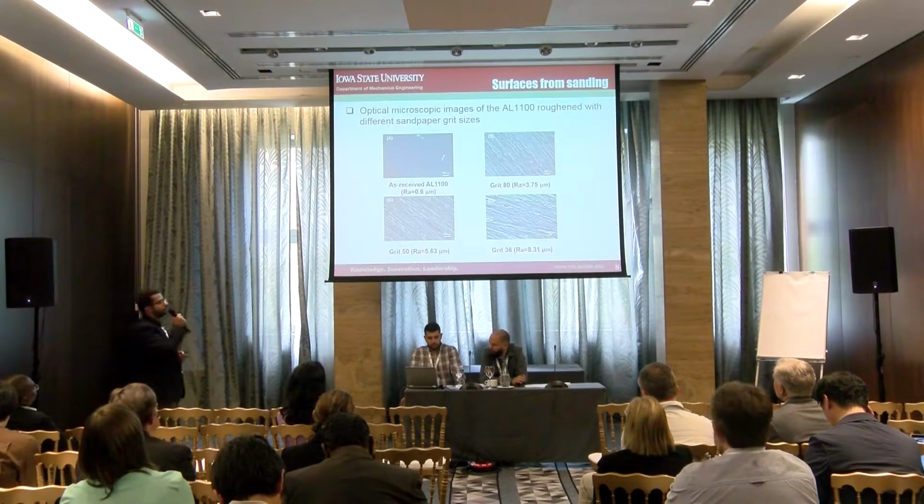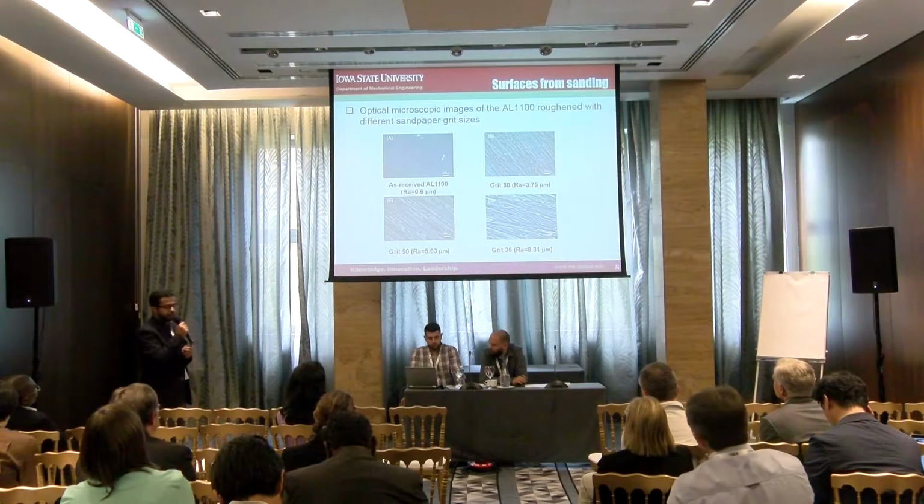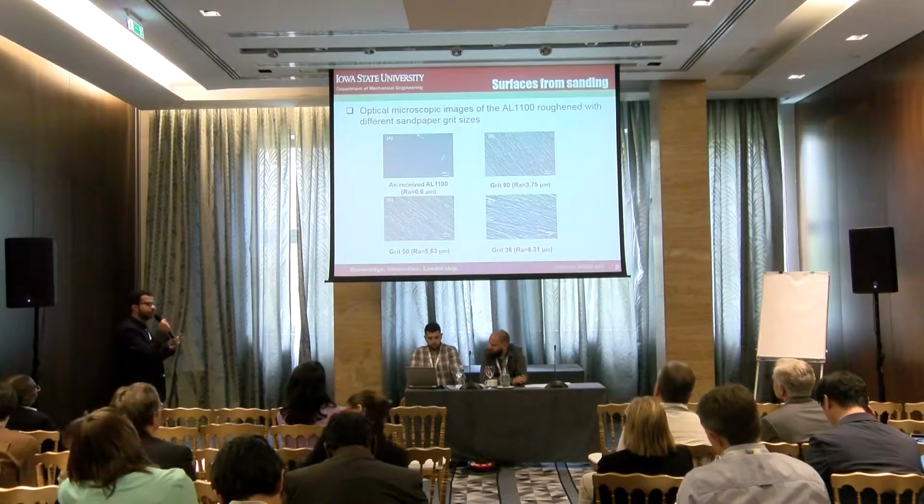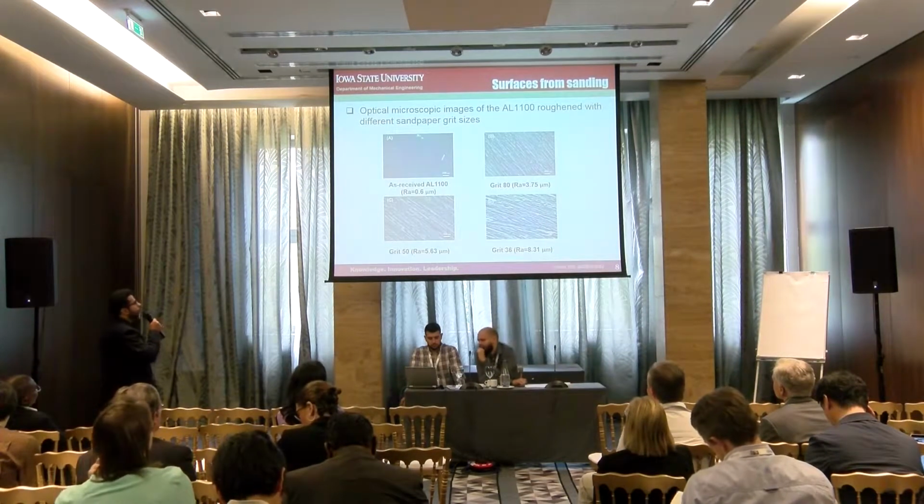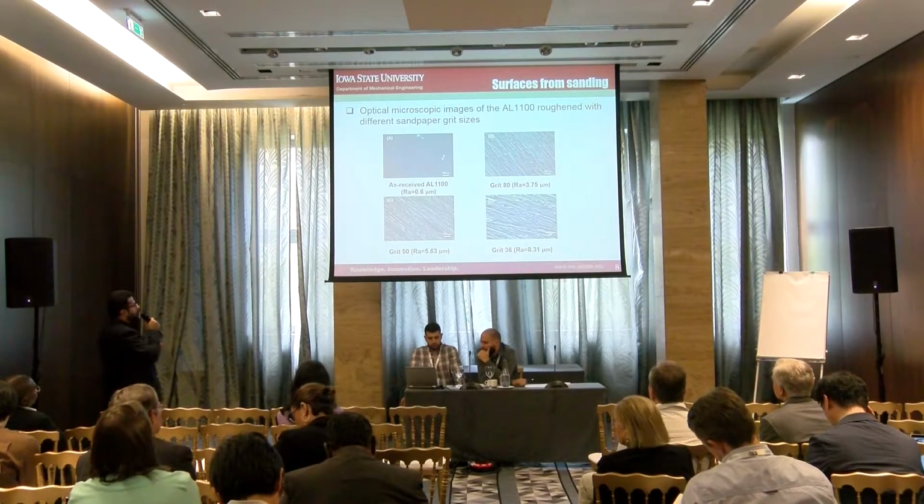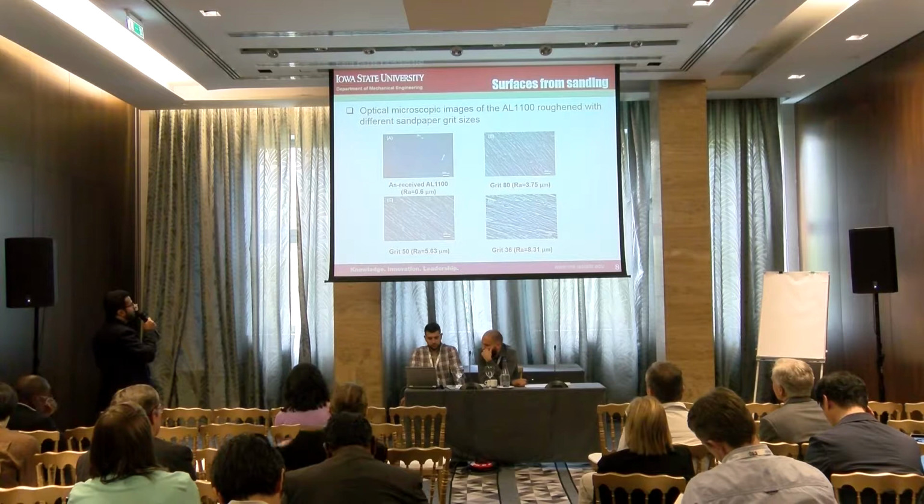In order to investigate the effect of the surface roughness on the undamaged defect size, we use different sandpaper with different grit. This is the adhesive aluminum. This is the grit 80, 50, and 36.